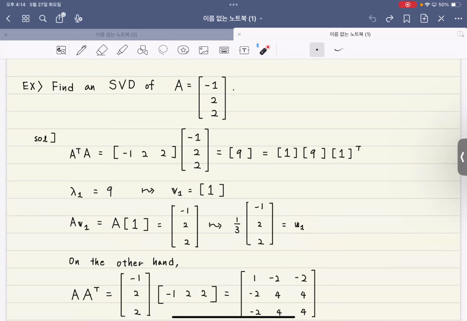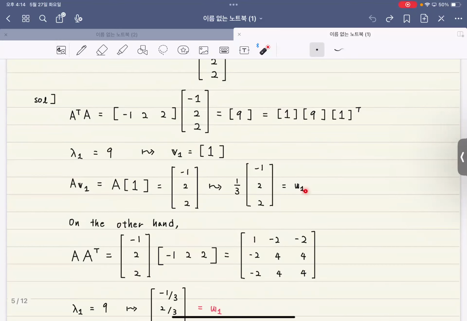Well, this is not very surprising, because my eigenvalue was 9. Therefore, our singular value should be the square root of 9, which is 3. So because of this reason, it is not surprising that the length of this vector is 3, right? So our first singular value is 3. And our first and last singular value was 3. And okay, so we are good.